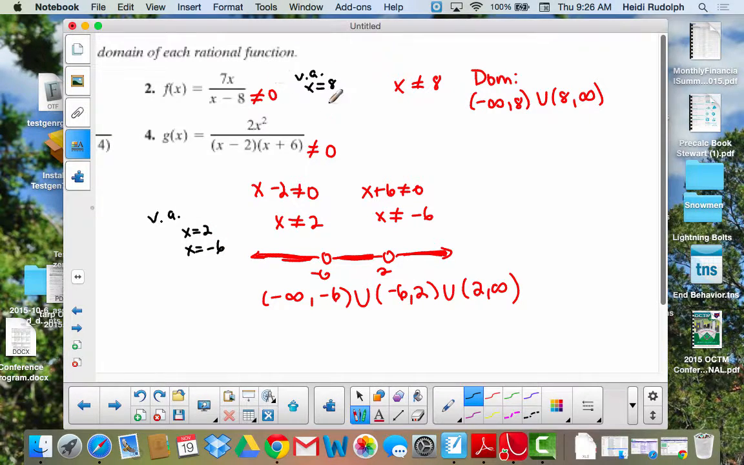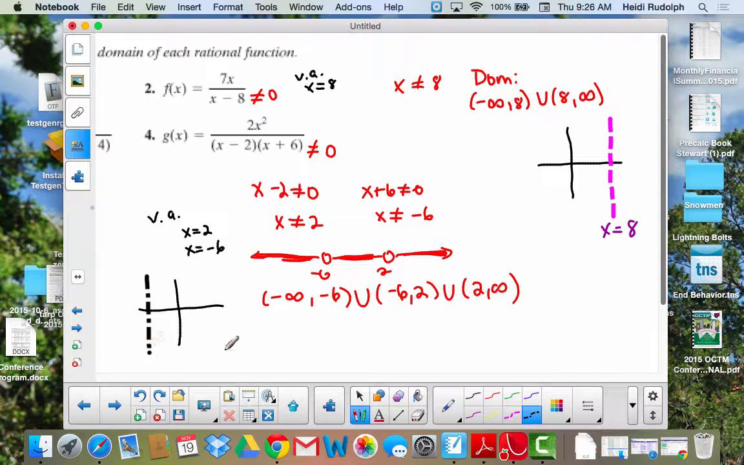So when I would go to start to draw this graph, one of the first things I would do is throw in a vertical line at x equals 8 and make it dotted to say that I know that that's my vertical asymptote. Same thing goes on this one. So I would throw a couple lines on there. I'd throw one dotted at negative 6 and one at 2 and say, hey, those are my vertical asymptotes.